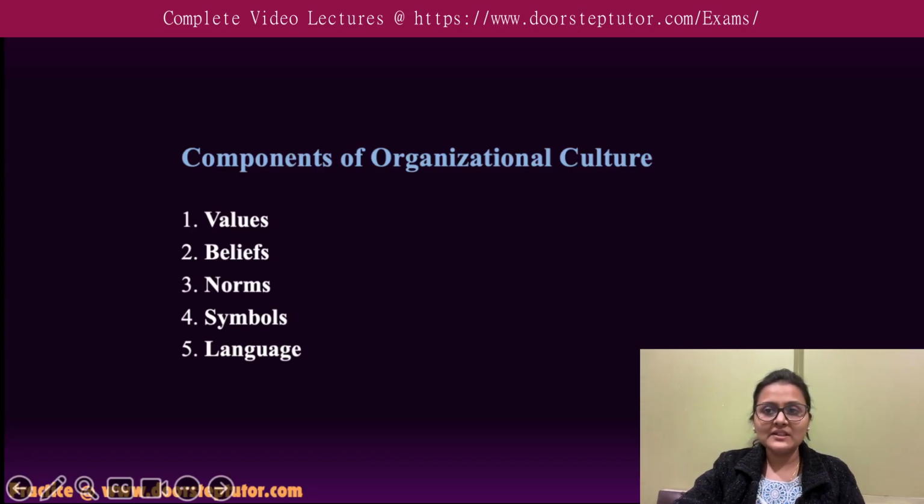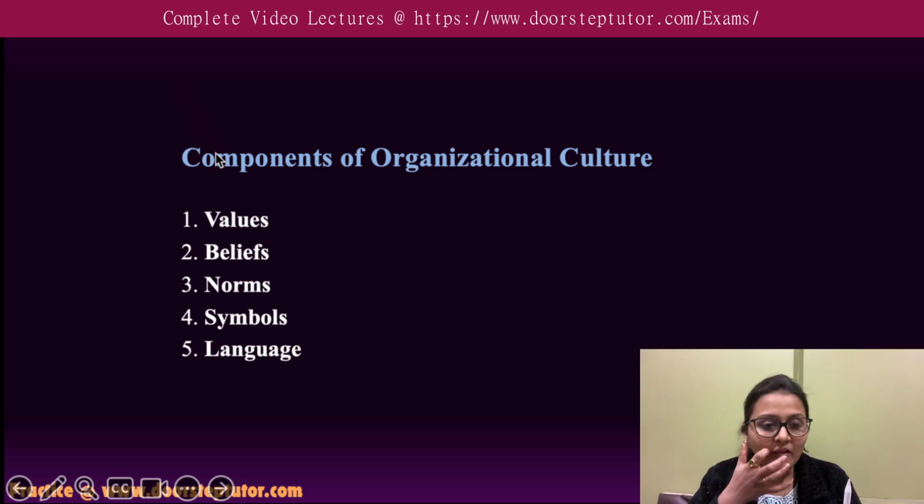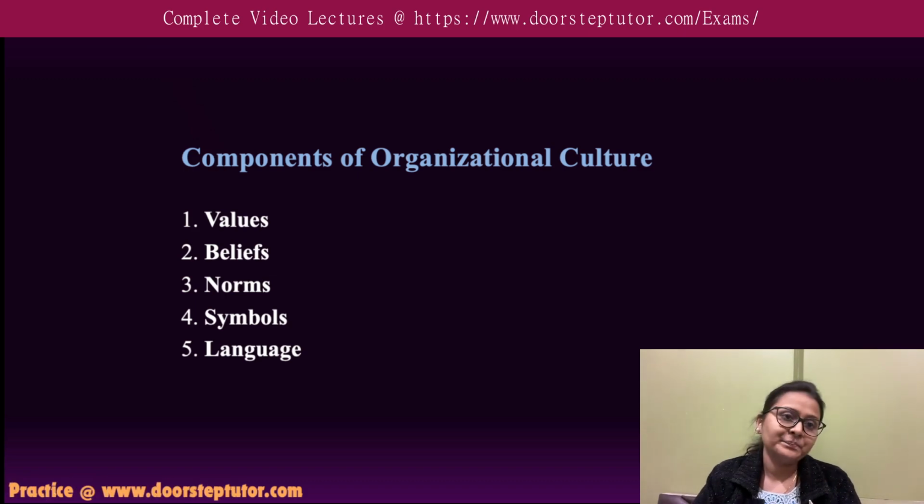In the previous lecture, we were doing the functions of organization culture and we have looked into the levels of organization culture. In this lecture, we are going to look at the components of organization culture.